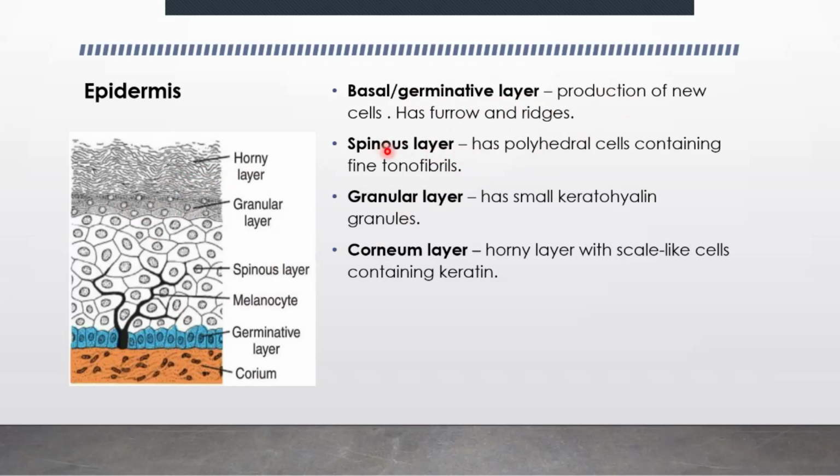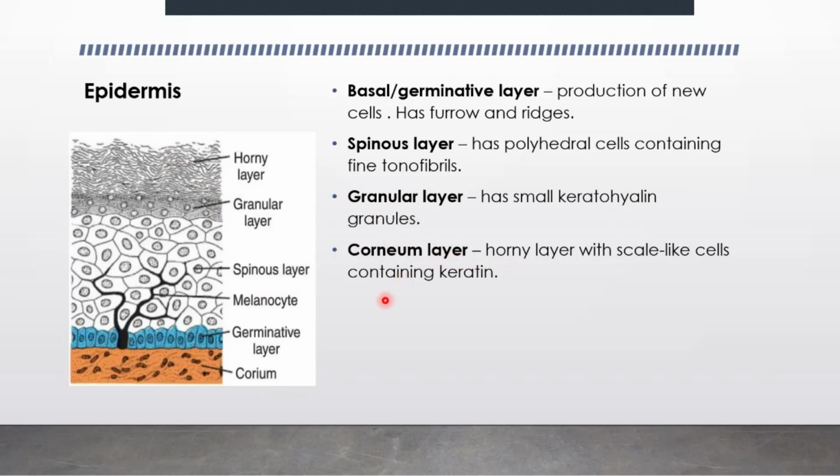Then you have the spinous layer, which is the layer just after the germinative layer. These cells are polyhedral in shape, and they contain fine fibrils. For the granular layer, as the name suggests, the stratum granulosum has small keratohyalin granules. And then the last layer, stratum corneum, is a horny layer with scale-like cells containing keratin, and the cells actually have flattened nuclei.